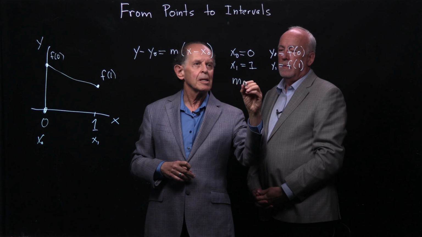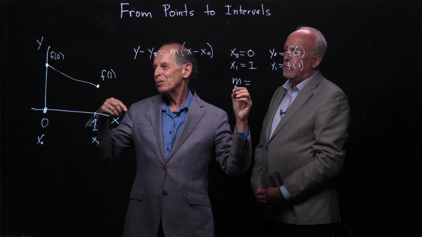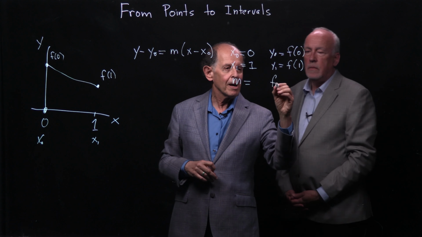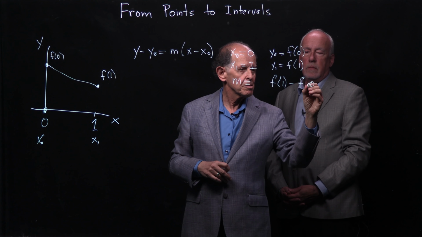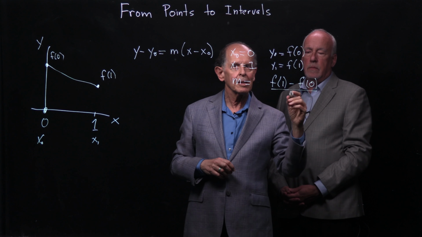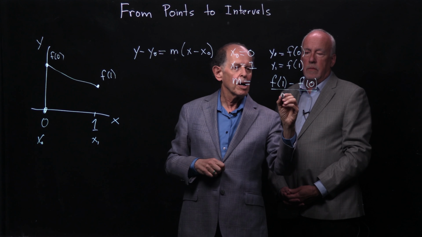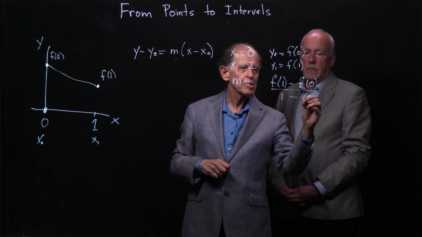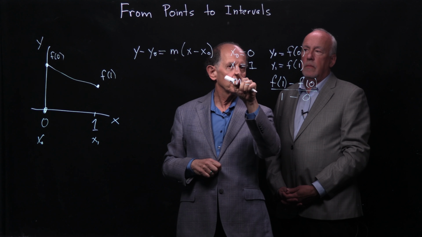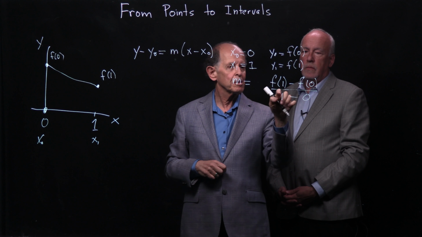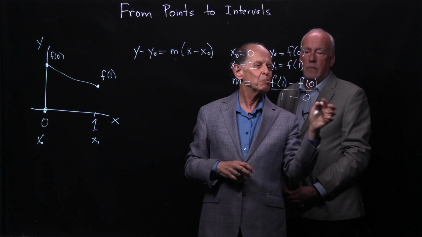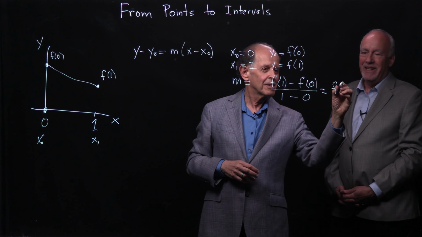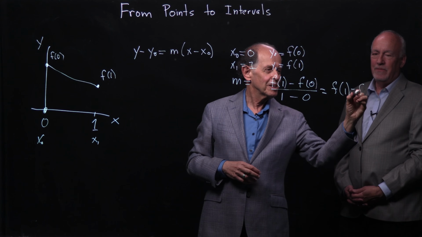So m is equal to the rise over the run, so it's f1 minus f0 divided by, in this case, 1 minus 0, because x1 is 1 and x0 is 0, so there's our slope. Fortunately, this makes it really easy. Very nice.